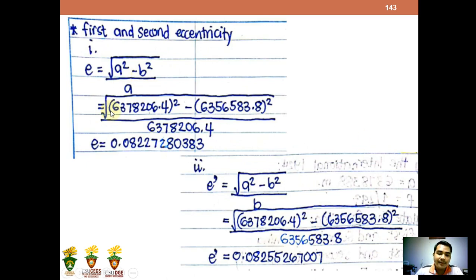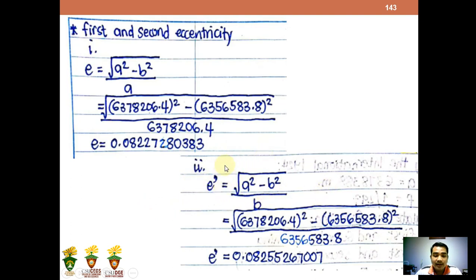Next is the first and second eccentricity. So, formula-based. The formula for eccentricity is equal to the square root of a squared minus b squared all over a. Substitute the values of a and b. You can have the value of eccentricity equal to 0.08227280383. Again, for eccentricity, it is not 1 over; it is in decimal format. But for flattening, it is in fraction format.